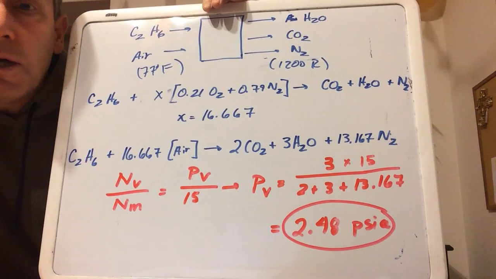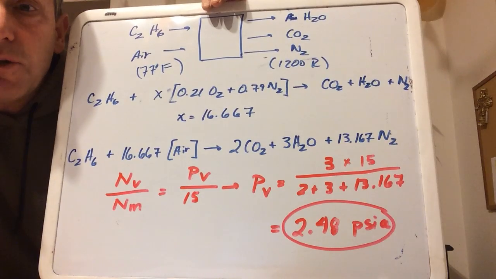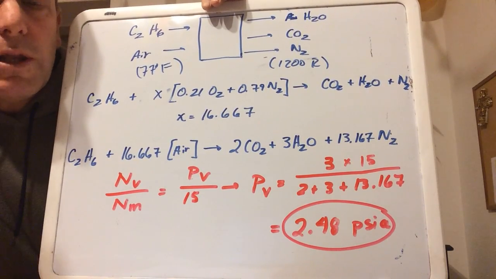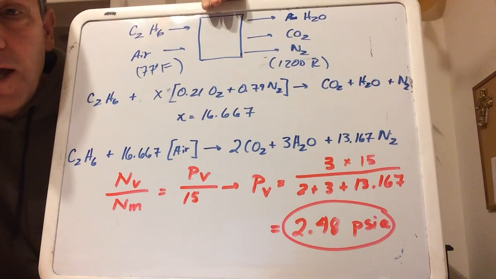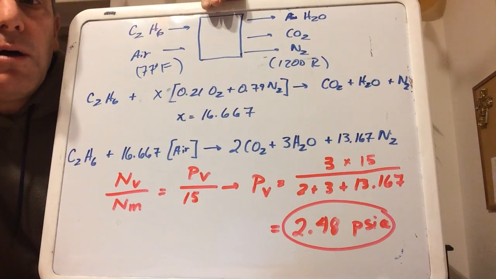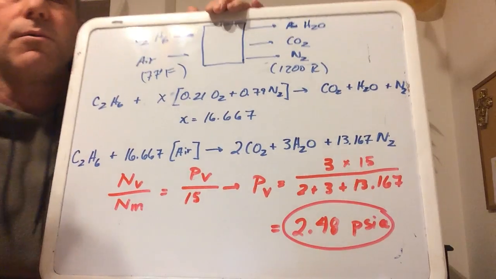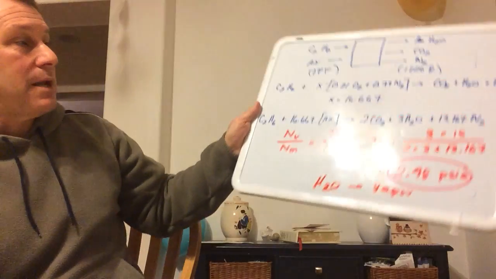You can go to the saturation tables and figure out what the saturation temperature is, essentially what the boiling temperature of H2O would be at 2.5 psia. It's very low, much lower than 1,200 Rankine. So what we can conclude is that the H2O coming out is vapor.